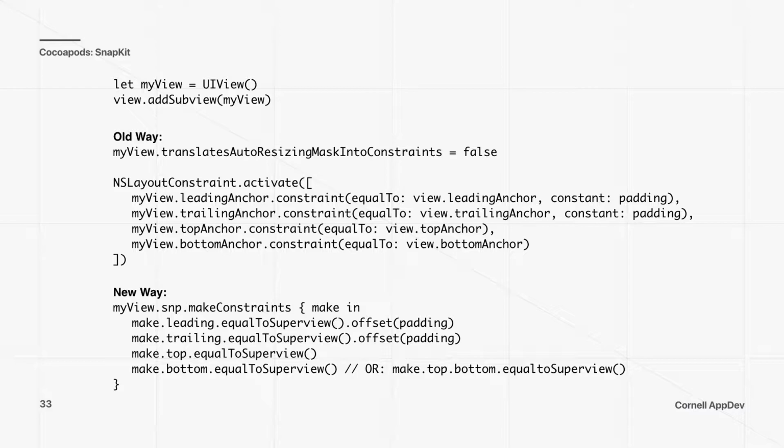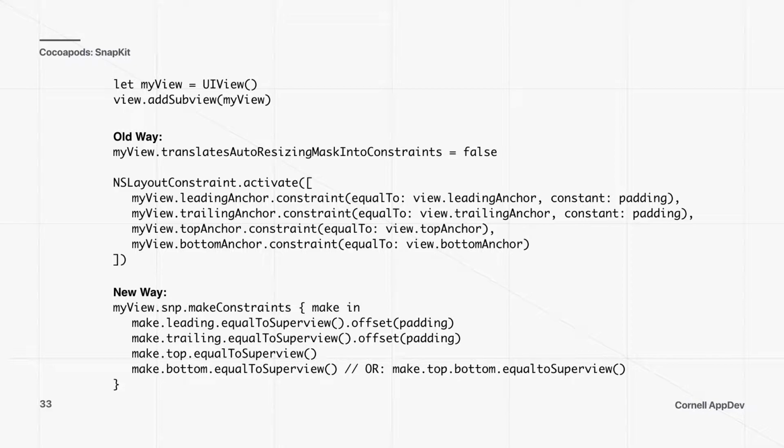Offset padding is something you can attach onto the end of basically any make.something to add padding in between your constraints. And then on the last two lines, we did make.top equal to superview and make.bottom equal to superview. You could condense those and chain them to be make.top.bottom equal to superview, which is also another thing that's really nice about SnapKit, because there's no way to do that with NSLayoutConstraint.